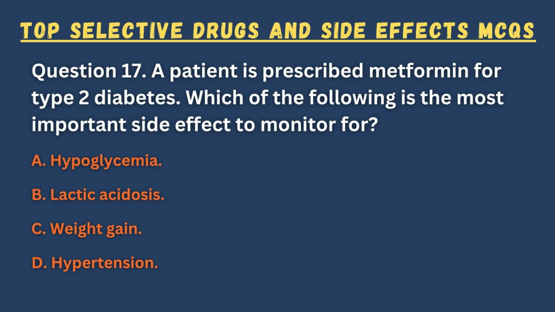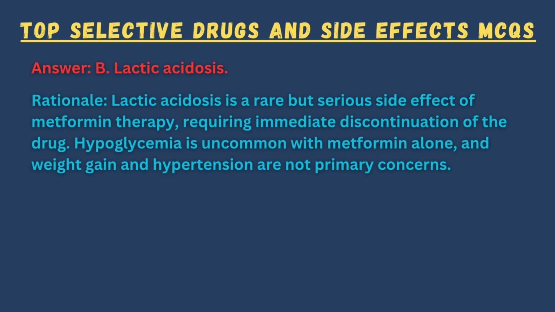Question 17. A patient is prescribed metformin for type 2 diabetes. Which of the following is the most important side effect to monitor for? A. Hypoglycemia. B. Lactic acidosis. C. Weight gain. D. Hypertension. Answer: B. Lactic acidosis. Rationale: lactic acidosis is a rare but serious side effect of metformin therapy, requiring immediate discontinuation of the drug. Hypoglycemia is uncommon with metformin alone, and weight gain and hypertension are not primary concerns.